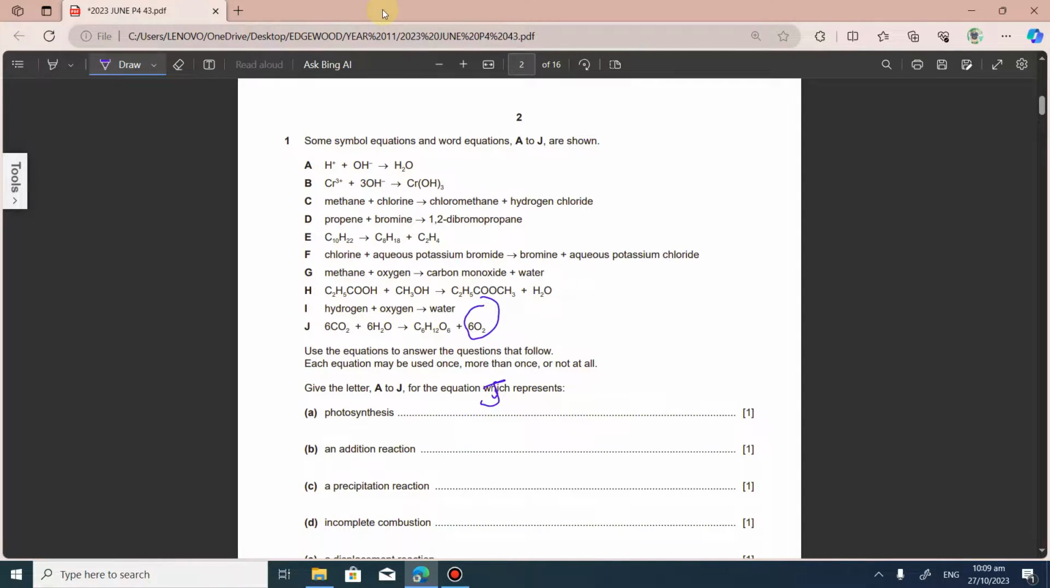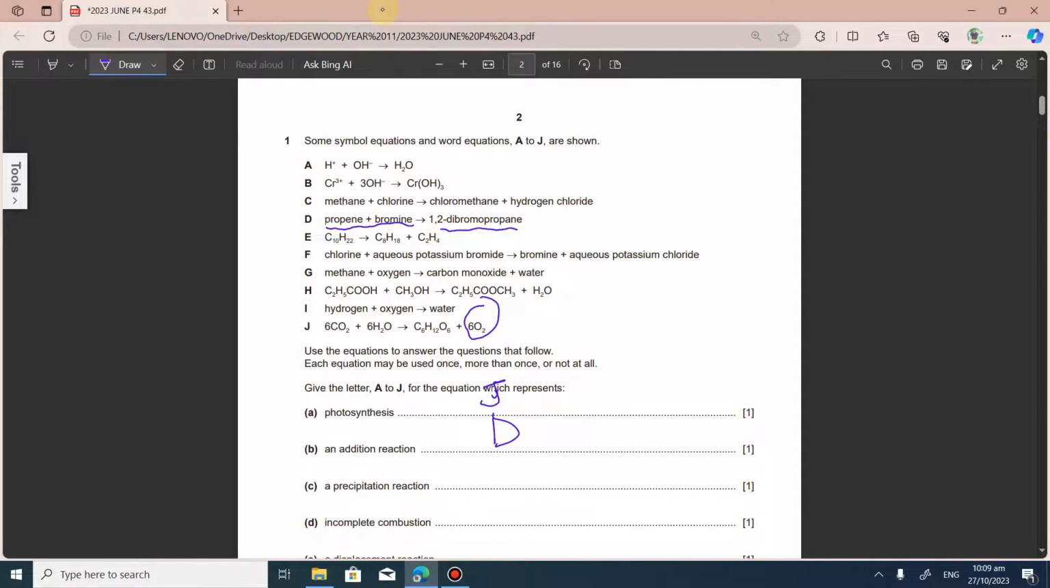Now the second one says which of them is an addition reaction. Now addition reaction happens to be one of the reactions undergone by the alkenes. So alkenes generally undergo addition reactions sometimes with the halogens. So look at where we have an alkene from equations A to J. You see that in D we have an alkene, that's propene, reacting with bromine to form 1,2-dibromopropane. So this is an example of an addition reaction.